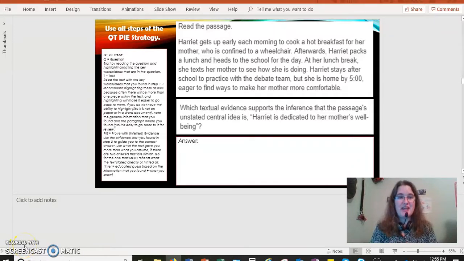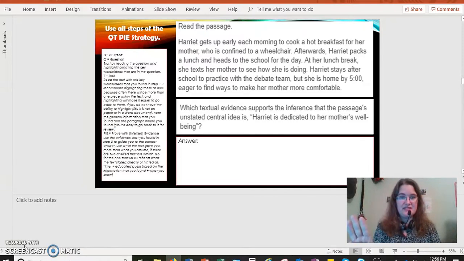So this is just going to be a quick video on how to do the QT-Pie strategy, and we have an example that we're going to go through. So you first have to remember what the steps are. You've got Q, which is for the question. You read the question first and you find those keywords and make sure that any ideas that you need to be looking for, you highlight or note those, so that when you're reading in step 2, you keep those ideas in mind.